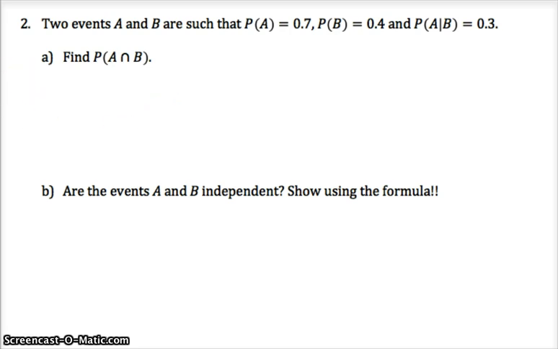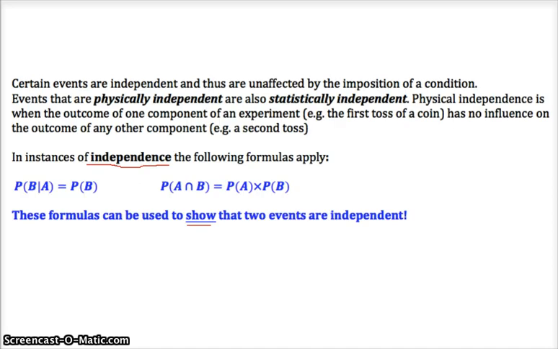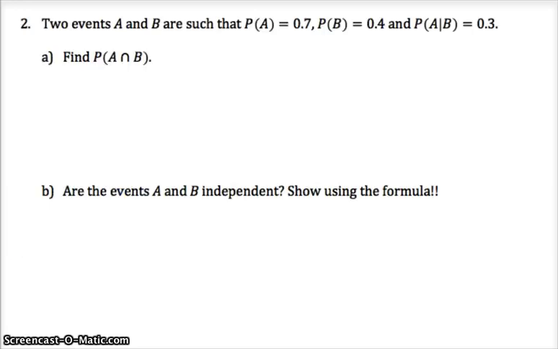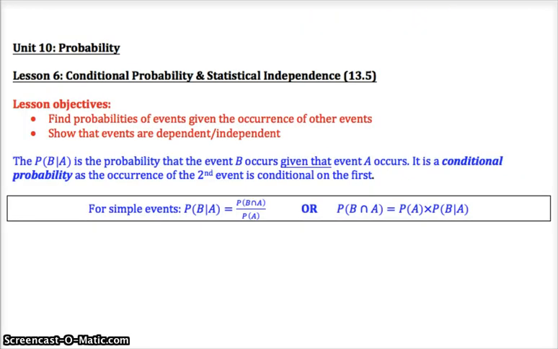Okay, so you remember the equations here. If we're trying to find A and B, A and B is A times B given A. Can I do that here? Oh, A and B. So the probability of A and B, you can always do it this way. Let's look at that again, because it's kind of backwards here from before. What I have is A given B, so I should do B times A given B.